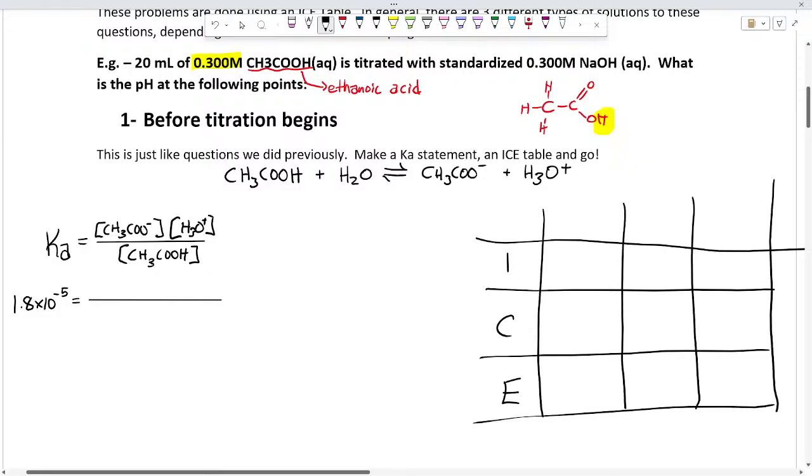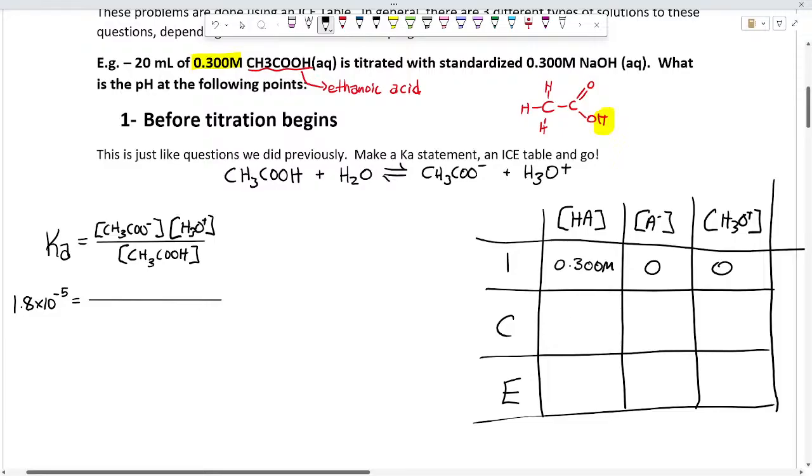And our initial concentration of the acid, is everyone comfortable if I just do HA, A minus, and H3O plus? Is that fine? Just for simplicity. What was our initial concentration? 0.300 molar. And the initial concentrations of these two? 0 and 0. Because we're just getting started, right? We haven't done any chemistry yet.